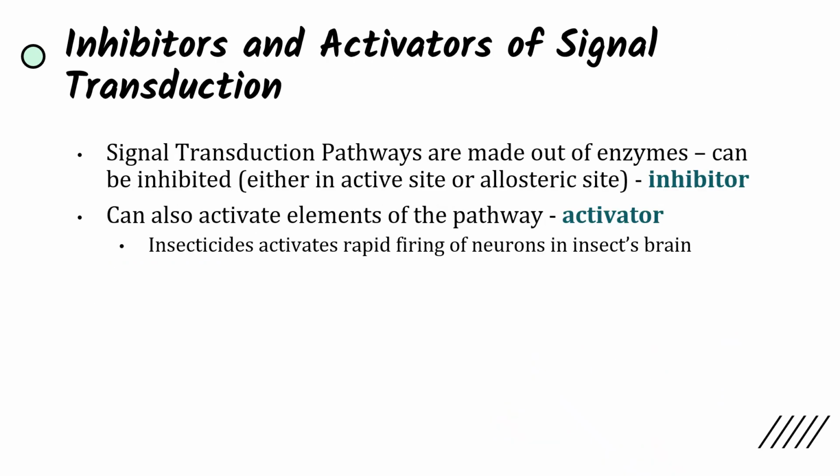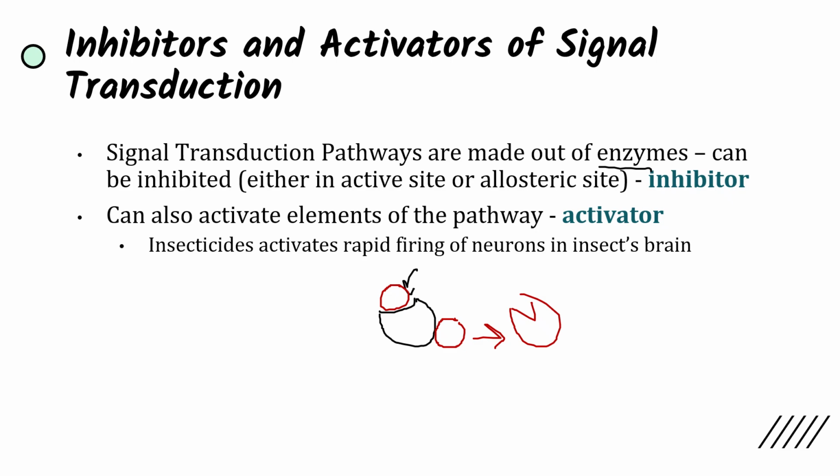And so again, signal transduction pathways are made out of enzymes, and this means that they can also be inhibited or activated, either in the active site or allosteric site. So let's say we have an enzyme here. This is our kinase, for instance, in our phosphorylation cascade, and here's our active site right over here. There can be a competitive inhibitor that takes up the active site, preventing the substrate from entering, or an allosteric inhibitor that attaches to the allosteric site, which will then change the shape of the active site of the enzyme, again preventing a substrate from entering the enzyme.